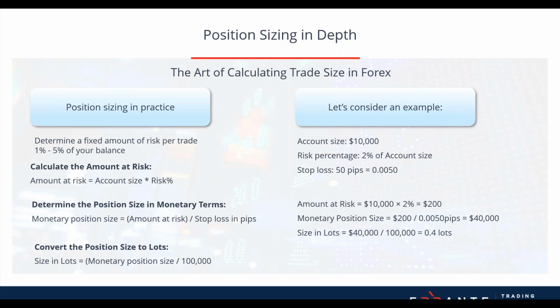Next, we determine our monetary position size by dividing our risk amount by the value of each pip. Here, $200 divided by 0.0050 gives us a monetary position size of $40,000. Lastly, we translate this monetary figure into lots, which are the standard unit of trade in the forex market. Since one standard lot is typically worth 100,000 units of currency, our position size of 40,000 corresponds to 0.4 lots. This precise calculation underscores the importance of a methodical and analytical approach to risk management, ensuring that we are always aligned with the fundamental tenets of preservation of capital.